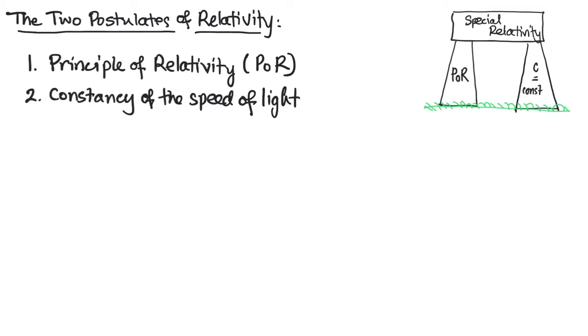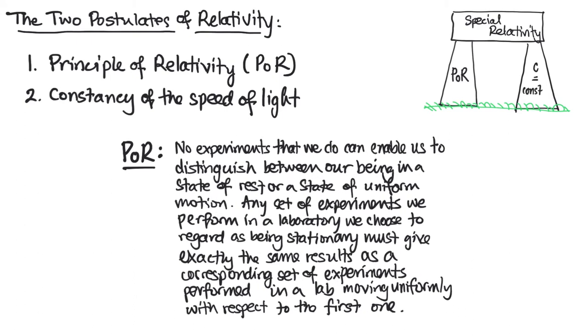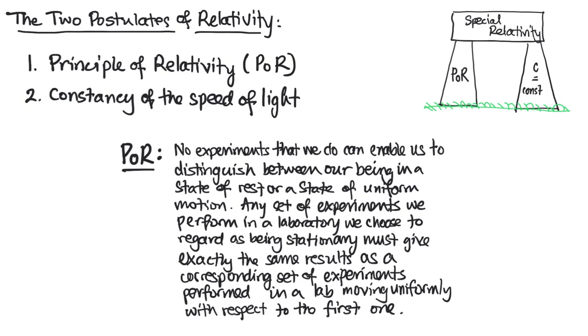In the readings and the class notes, I give several different ways of framing the principle of relativity. Here's one. It's quite verbose, but I'll read it out. No experiment that we can do can enable us to distinguish between our being in a state of rest or a state of uniform motion. That first part of this paragraph is really the core. Any set of experiments we perform in a laboratory we choose to regard as stationary must give exactly the same results as a corresponding set of experiments done in a laboratory that's moving uniformly with respect to the first one.